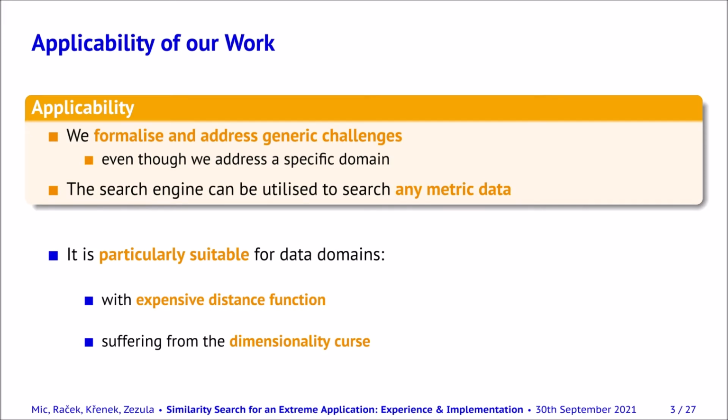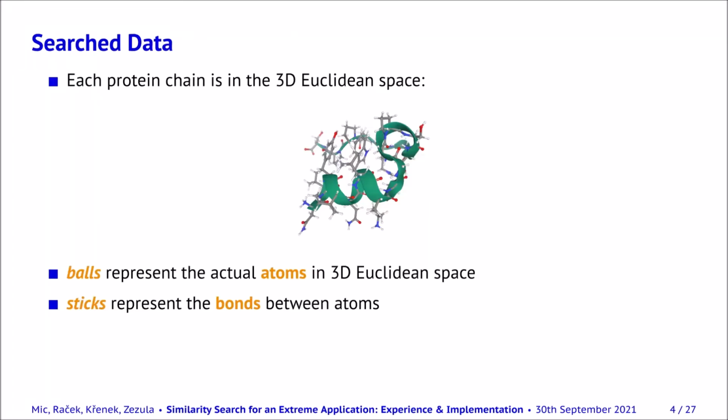Our search engine can be used to search arbitrary metric data, and it greatly contributes to the search in spaces with expensive distance functions and spaces that suffer from the dimensionality curse. When solving the task to search the protein chains, we observed these features much stronger than in any other domain we had experienced before. Our article thus reports suitable ways to deal with them in general. Let me roughly describe the searched data.